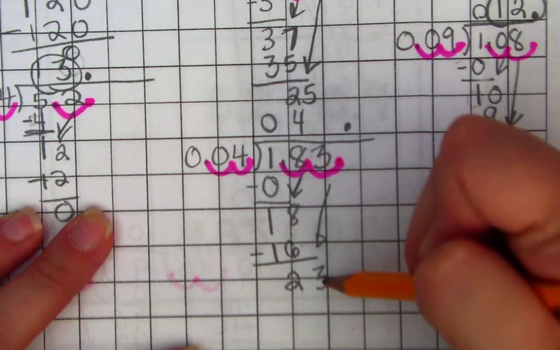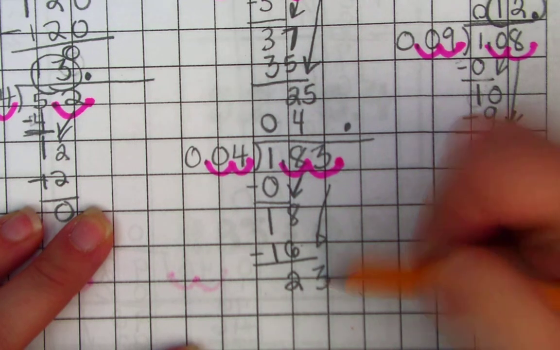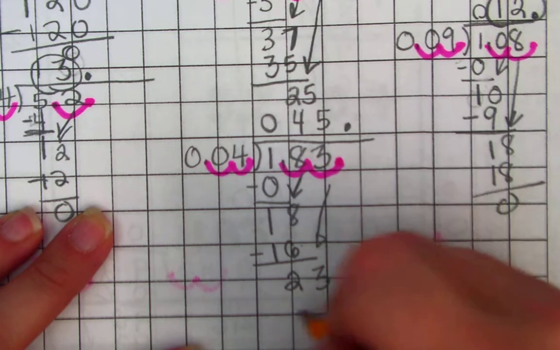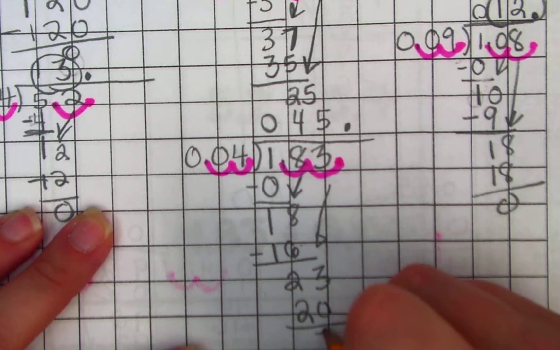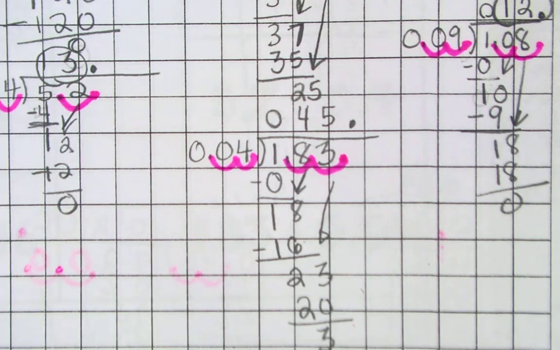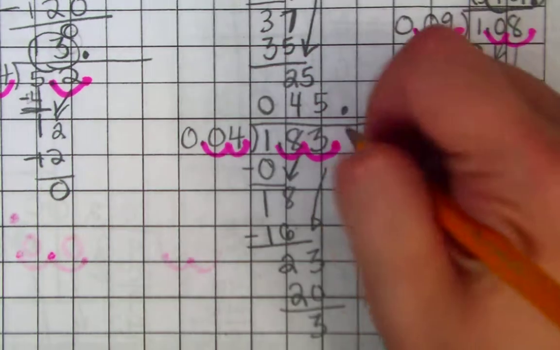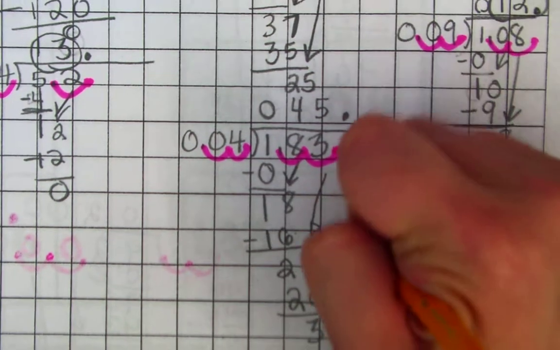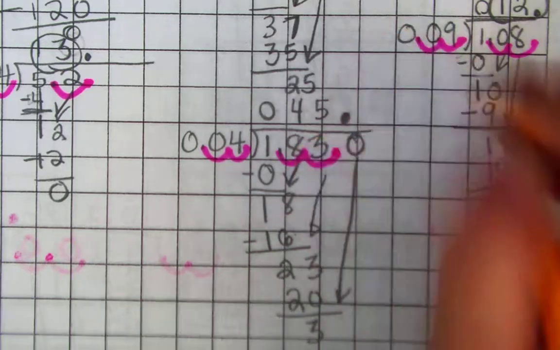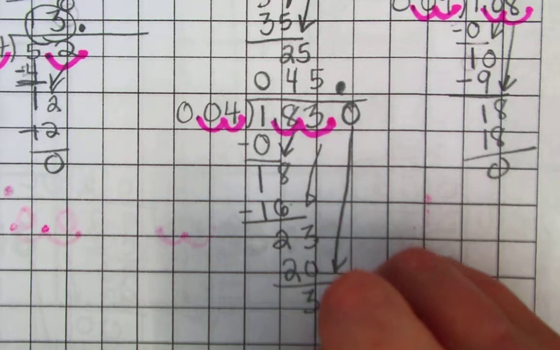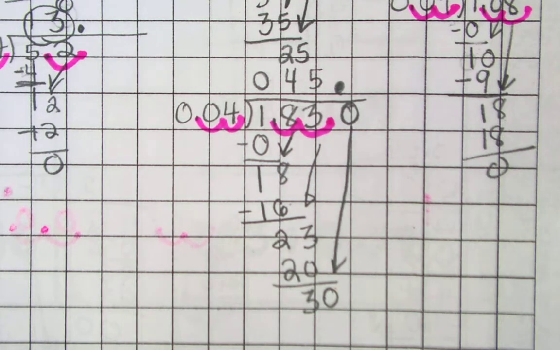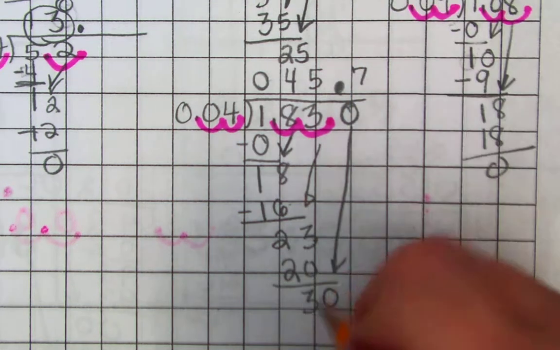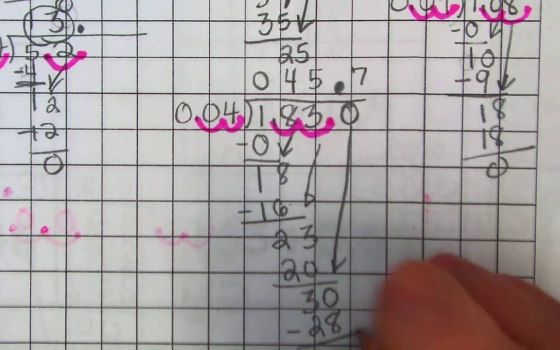4 can go into 23. Yes, 5 times. That gets you 20. Get 3. I have a remainder. No, you don't. You got to keep going. Put a 0 here. Bring it down because you already put your decimal place in. 4 can go into 30 how many times? 7 times. Gets you 28. Subtract, you get 2.